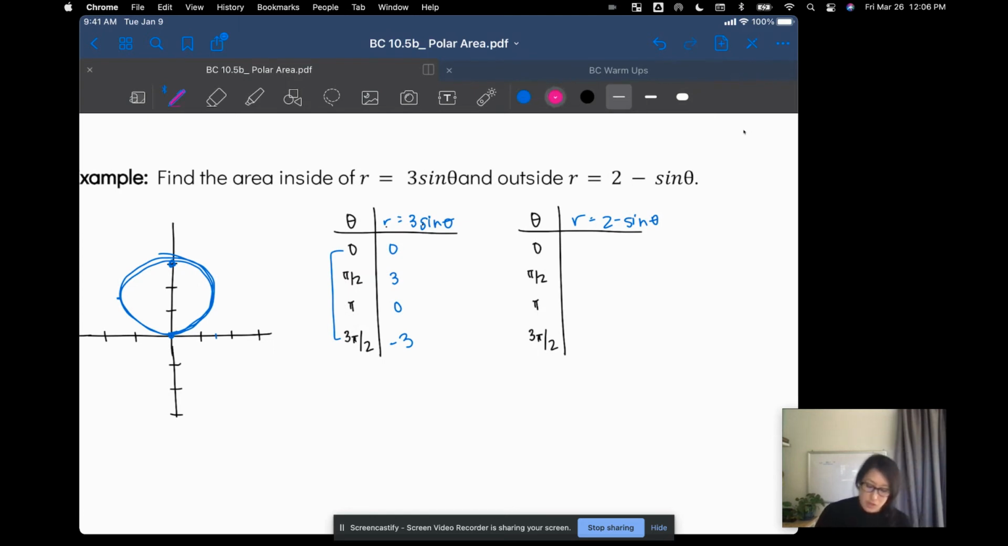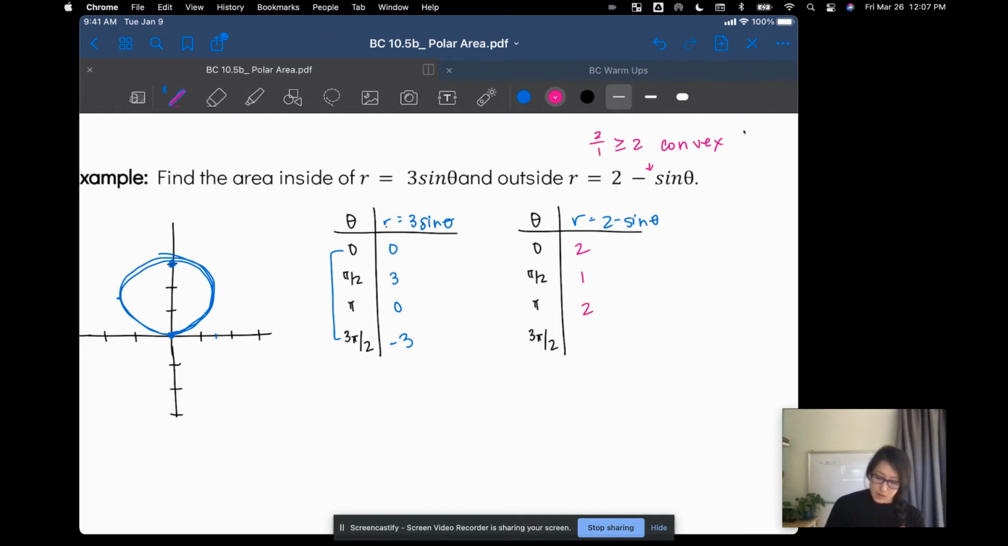And then r is equal to 2 minus sine theta. My a value is 2. My b value here is 1. The absolute value of my b value is 1. So 2 is greater than or equal to 2, so the limaçon is convex. Okay. So I start with sine of 0 is 0. So 2 minus 0 is 2. Sine of pi over 2 is 1. So 2 minus 1 is 1. Sine of pi is 0. So 2 minus 0 is 2.